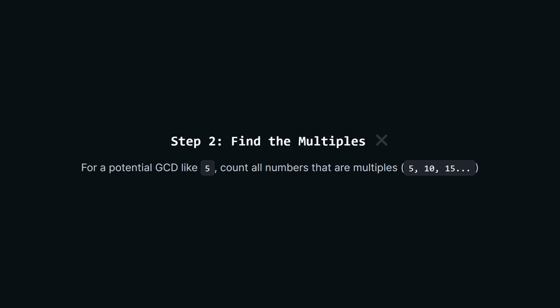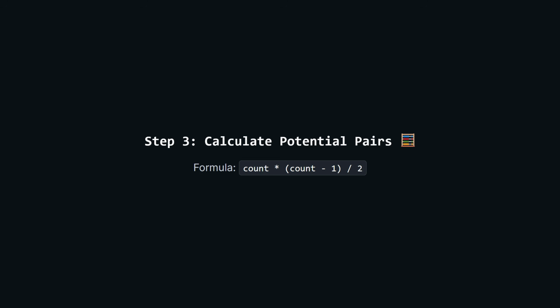For every possible greatest common divisor, we check how many numbers in our list are a multiple of it. For example, if we are looking at the number 5, we count up all the 5s, 10s, 15s, and so on. Step 3. Once we know how many multiples we have, we calculate how many pairs we can make out of them. We take the count, multiply it by the count minus 1, and divide by 2.